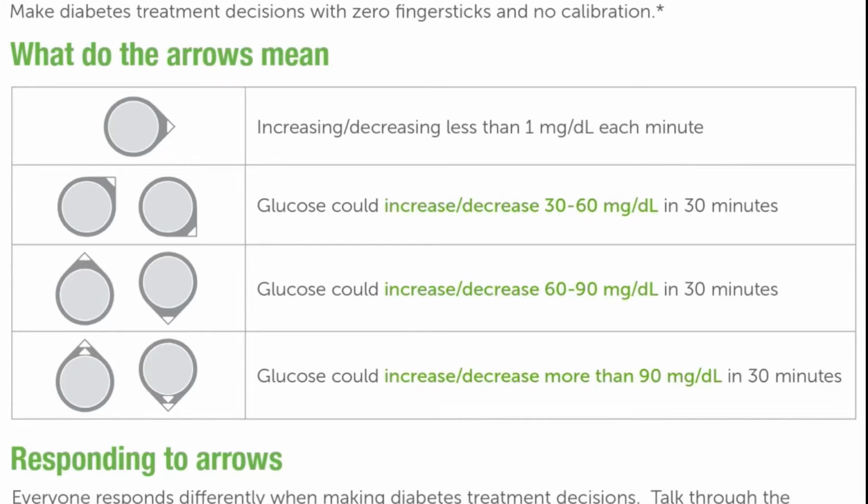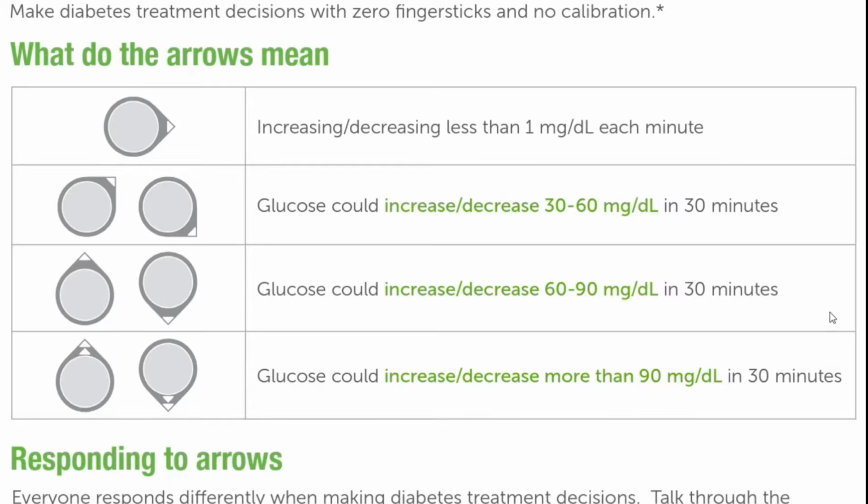These are the arrows that you might see, and basically there's a straight arrow. It just means that your blood sugars are increasing or decreasing very, very little, so less than 1 milligram per deciliter each minute. If you see an arrow slightly upward or slightly downward, as we have here in row 2, that means that your glucose could, not that it will, but that it could increase or decrease 30 to 60 milligrams per deciliter in the next 30 minutes.